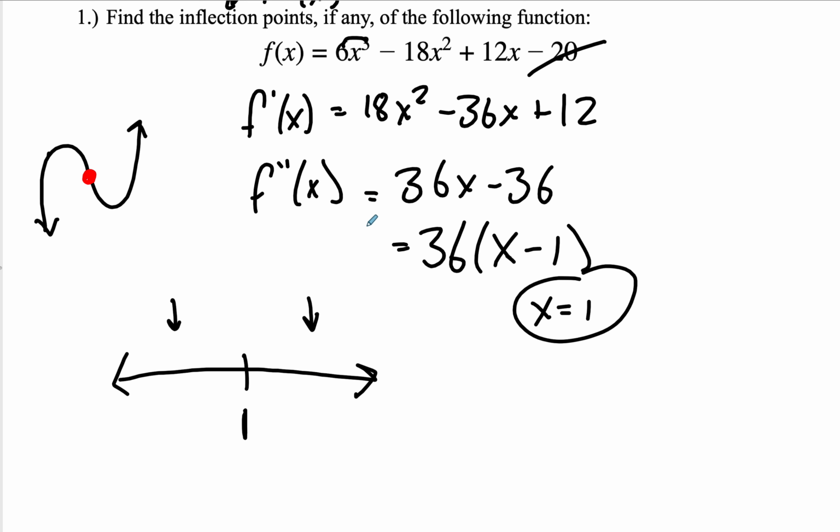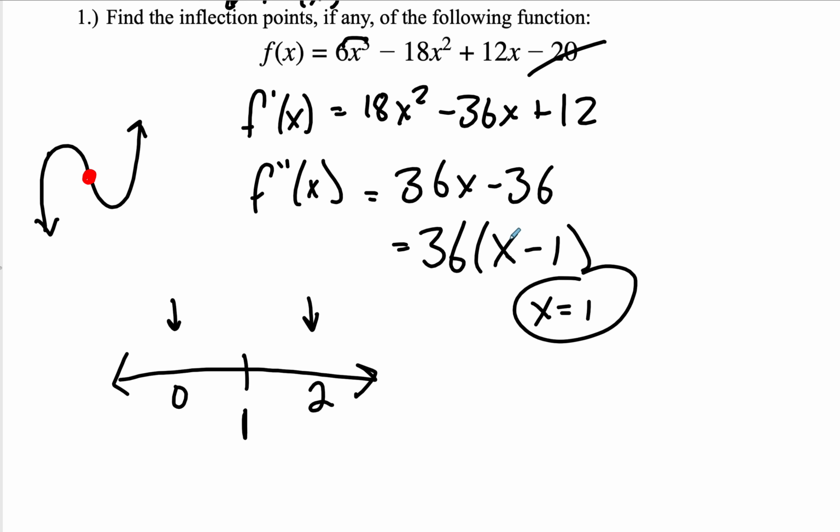I'm going to plug in 0. And remember, you're plugging into the second derivative, because the second derivative indicates a change in concavity. Now, I had at least one individual work smarter, not harder, and choose 0. I don't know why you wouldn't. 0 is pretty straightforward to plug in, and 2.